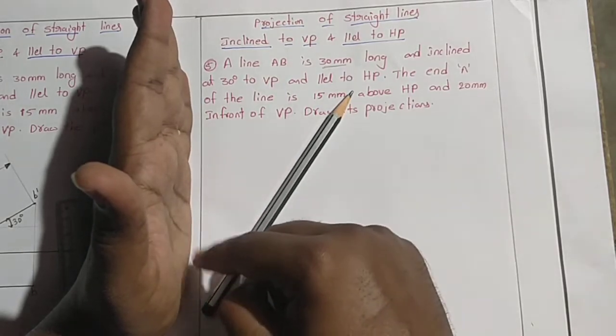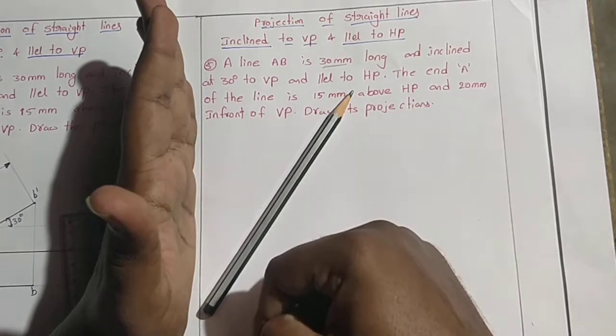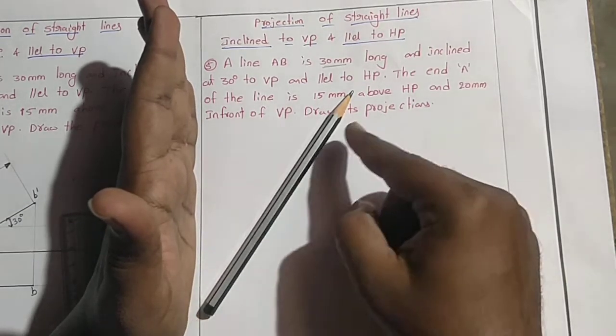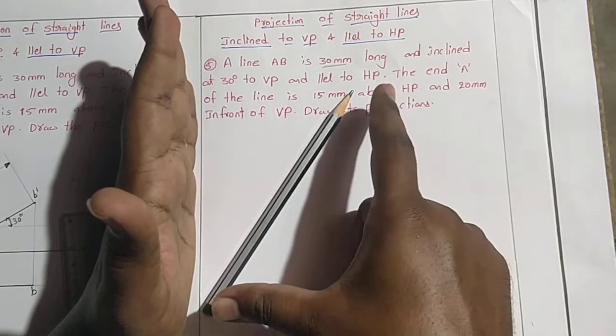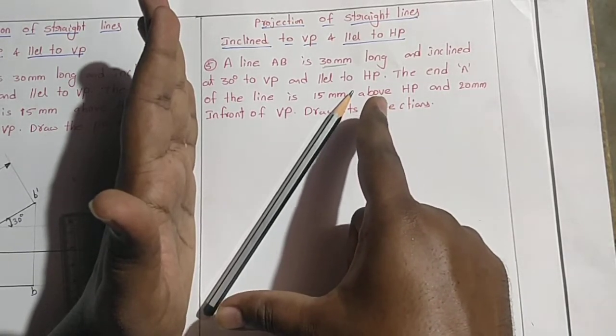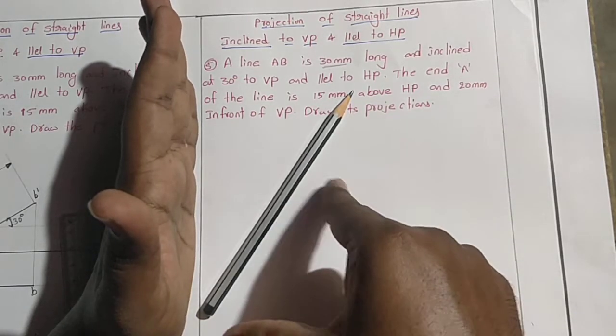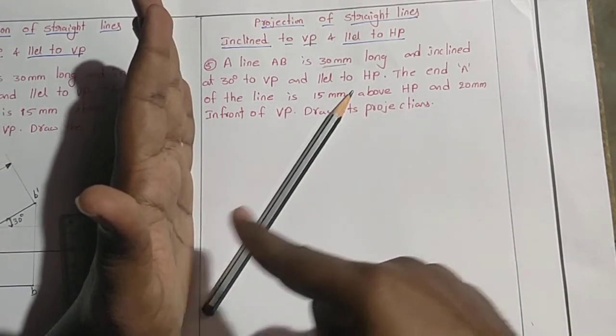Now the angle between this XY line, the vertical plane, and the line is 30 degrees, inclined to VP and parallel to HP. Now the total length of the line appears in the view of the position of the line on VP without any change, so that it is parallel to HP and inclined to VP. Next, the position of the end point.